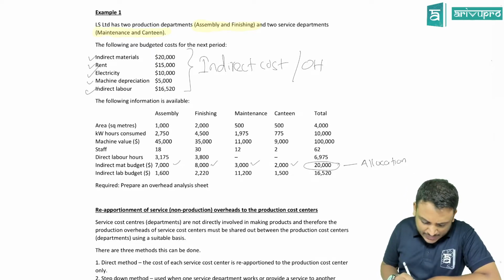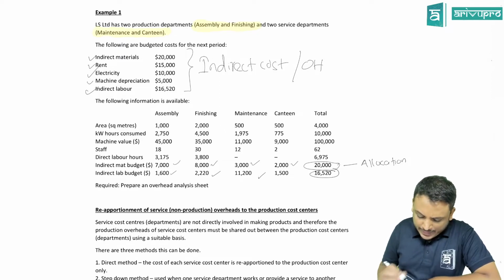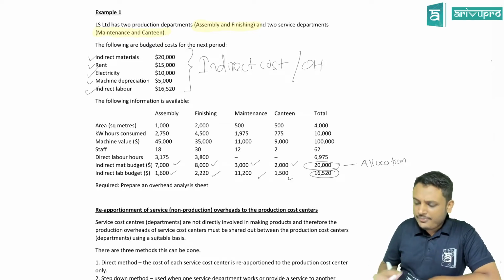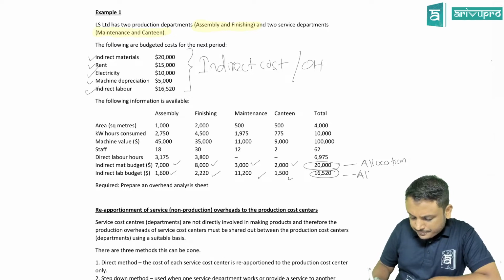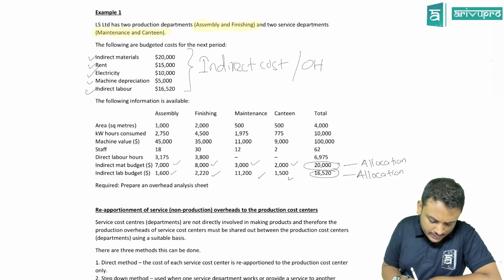But if I take indirect labor, 16,520. How much for assembly? 1,600. How much for finishing? 2,200. How much for maintenance? 11,200. How much for canteen? 1,500. This is also allocation. Understood? Now let's come to this one, it is done. So I'll mark like this. Indirect labor is done. Indirect material is done.